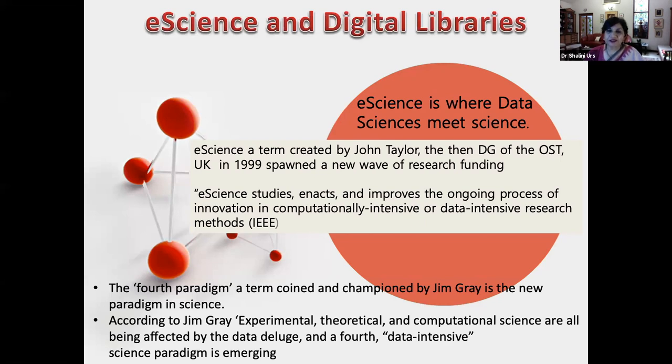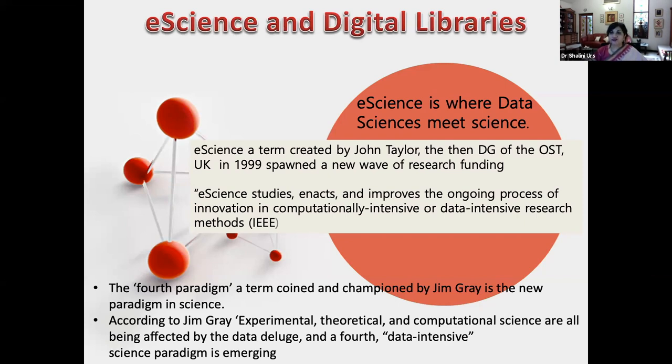Of course, this is all based on the scientific method, based on the data. But then we also know that data could be wrong, or rather the way we see data could be wrong. So in one sense, e-science is about bringing the data to science in such a way that you minimize the wrong. E-science is a term, in fact, created by John Taylor, the then Director General of the Office of Science and Technology UK, in 1999, to spawn a new wave of research funding by the UK government.